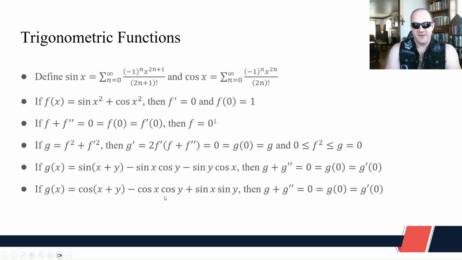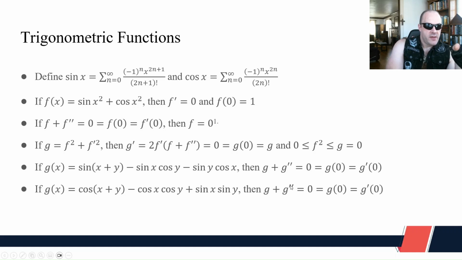And so once you have these formulae here, you can recover things like the fact that the cosine is symmetric about 0, and you can recover the fact that the sine is anti-symmetric about 0.